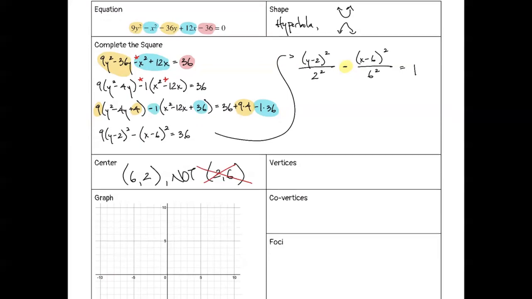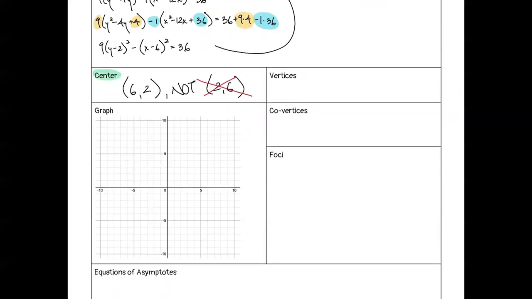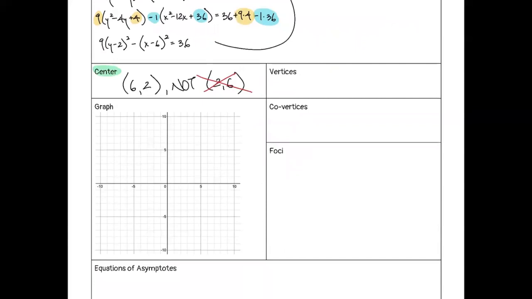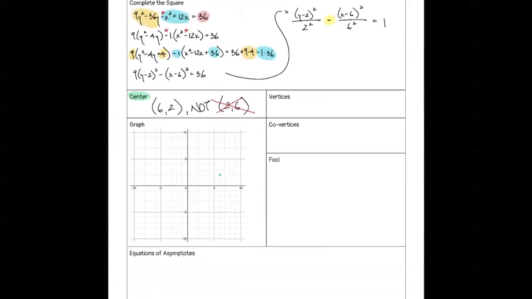All right, well, let's go ahead and draw this center. All right, I think I use this sort of seafoam green here. Our center is going to be at 6, 2. So 6, 2 is our center. Now, I might not know a lot else, but I know that from my center, I'm going to go plus and minus 2 in which direction?